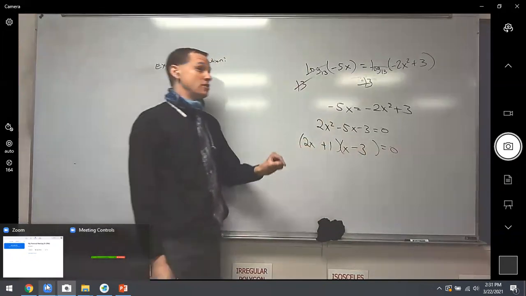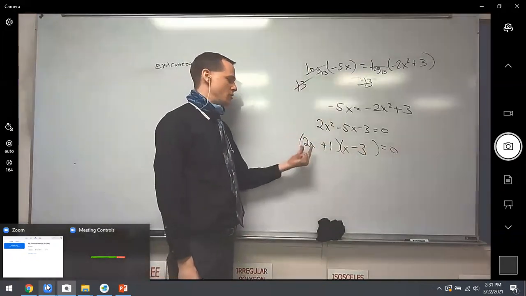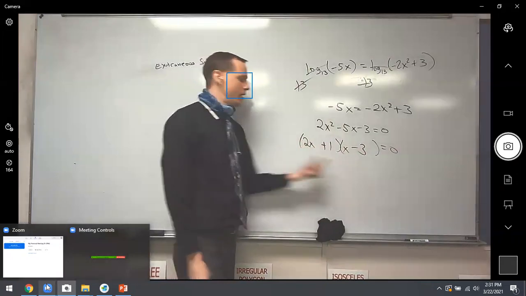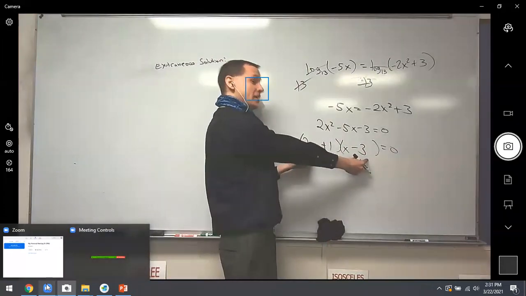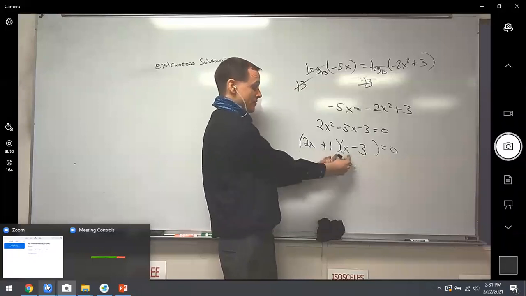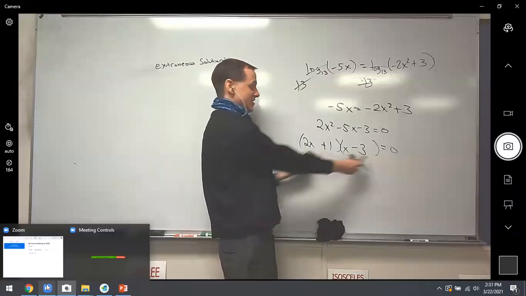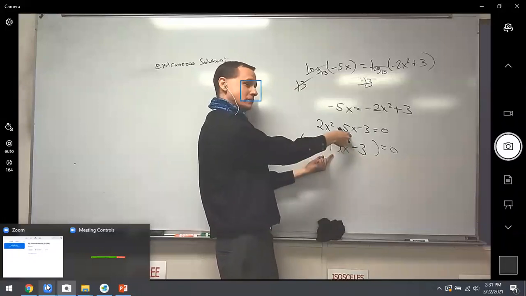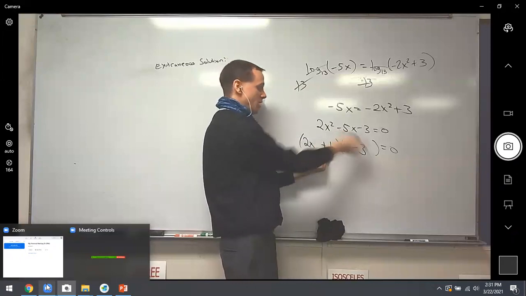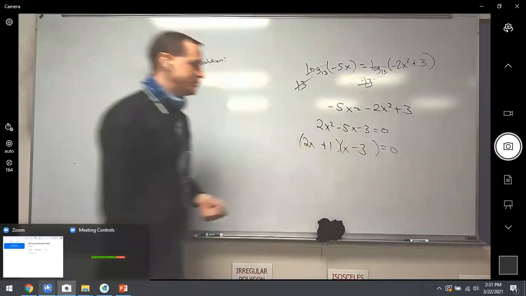Now, double check yourself when you do factor something weird like this. Distribute out real quick. That's 2x squared, right? This times this is negative 6x, but that's x, right? And negative 6x plus x is negative 5x, and 1 times that is that. So we're good on that.